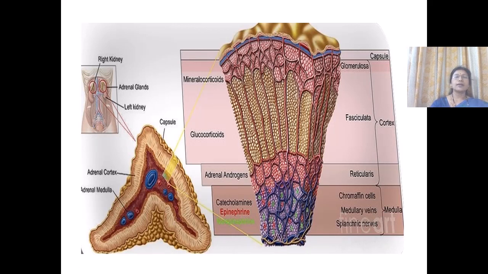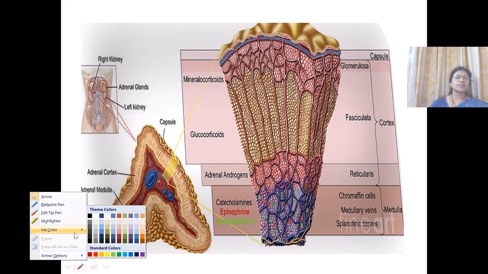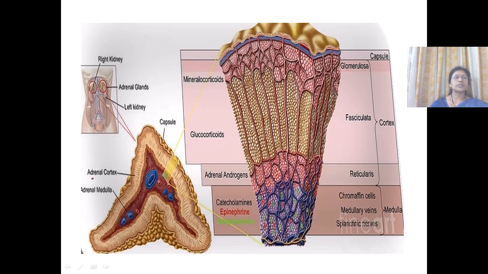This adrenal gland is divided into two parts. When we see the section, the outer part is called the cortex and the inner part is called the medulla. The outer part of the adrenal gland is called the cortex and the inner part is called the medulla. The cortex is again divided into three different zones.